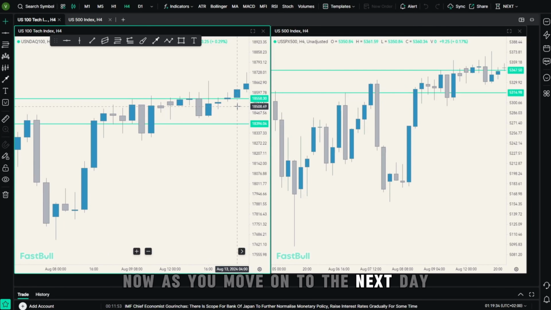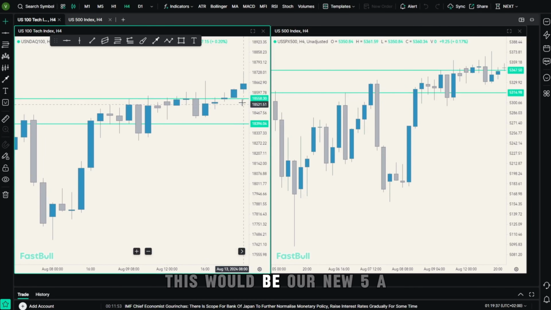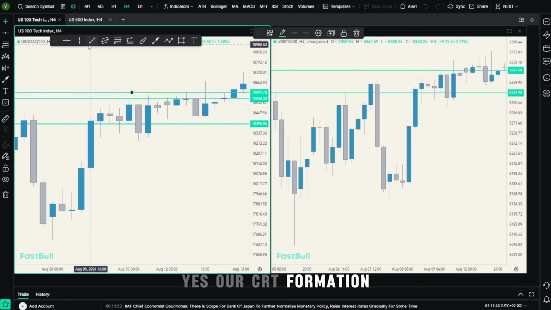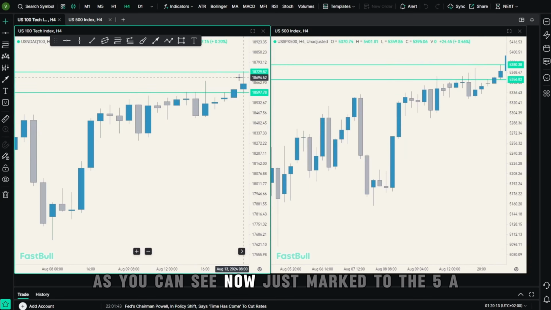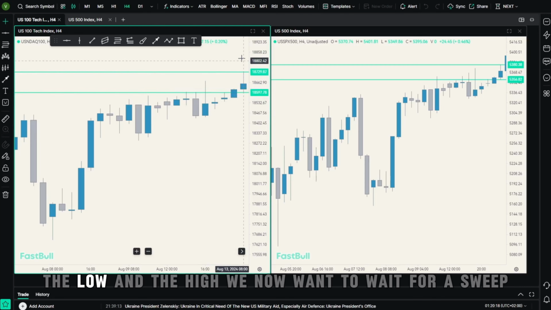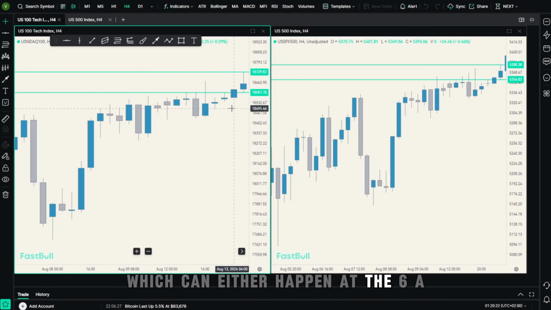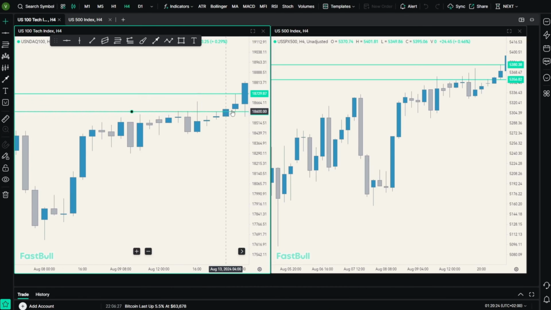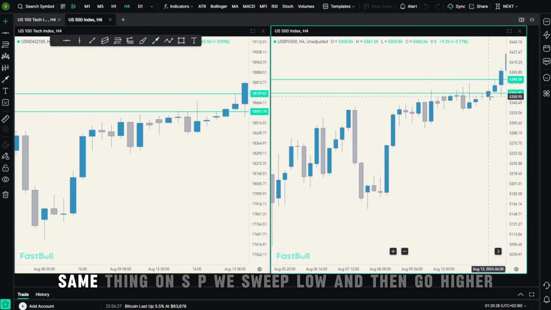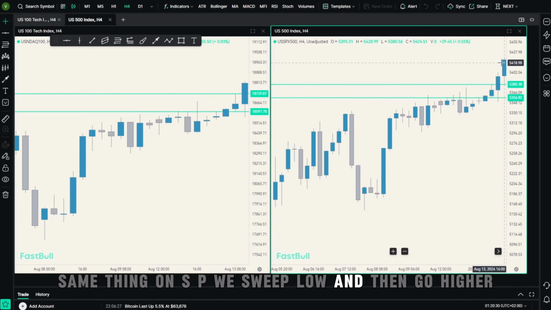Now, as we move on to the next day, this would be our new 5 a.m. candle for the day on the 4-hour. Here is our CRT formation. And as you can see, we've just marked the 5 a.m. candle of the new day for our CRT formation, the low and the high. We now want to wait for a sweep, which can either happen at the 6 a.m. okay? And as you can see right there, at 6 p.m., we then sweep low and then we go higher. Same thing on S&P, we sweep low and then go higher.